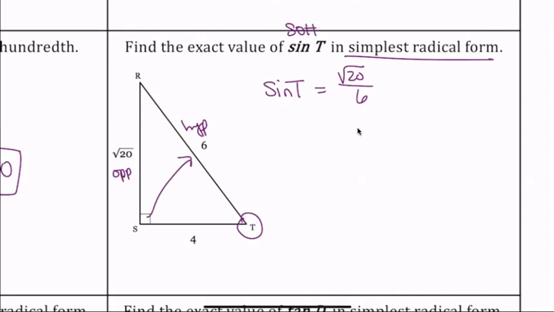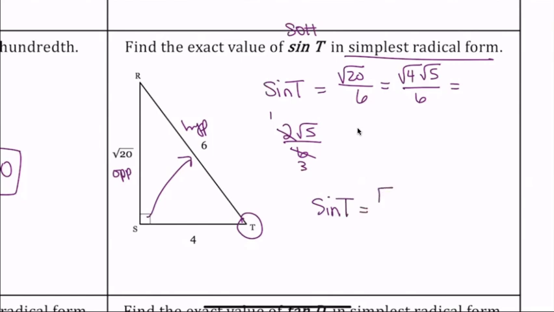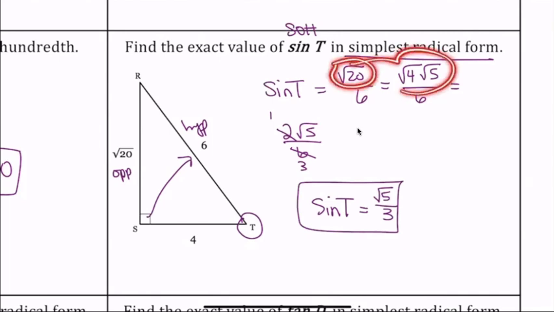So what I'm going to do is see how I can simplify the square root of 20 by dividing it into a perfect square and another number. And a perfect square that goes into 20 is 4. So that would turn into this. The square root of 4 is 2. And then I could simplify here. 2 goes into 2 one time. It goes into 6 3 times. So my sine of t is the square root of 5 over 3. And there we go. That's how you do it. So the reason we reviewed it was so you could do questions like this. That was our goal.